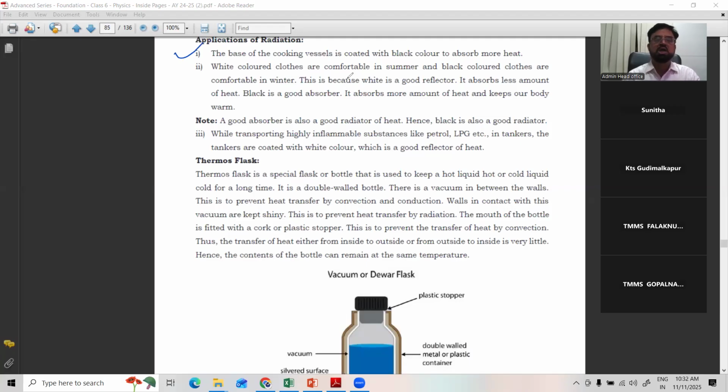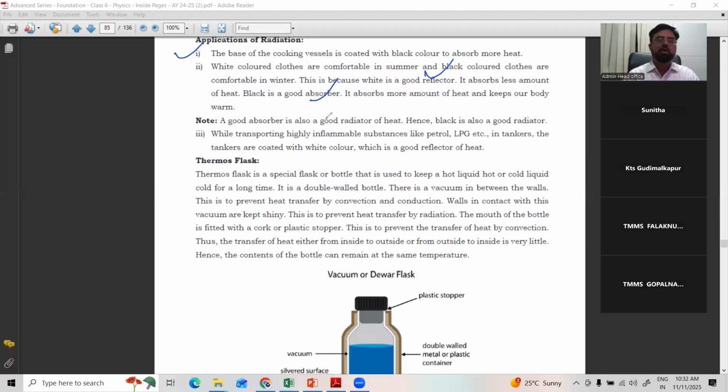White colored clothes are comfortable in summer and black colored clothes are comfortable in winter. This is because white is a good reflector. It won't allow the heat to come inside. It absorbs less heat. Black is a good absorber. It absorbs more heat and keeps our body warm. Simple. Wear white color in summer and black or dark color in winter.